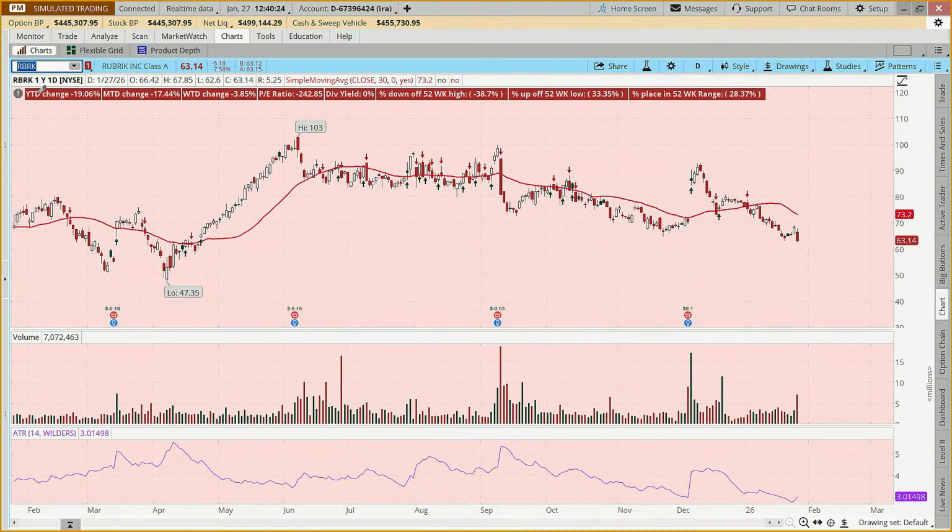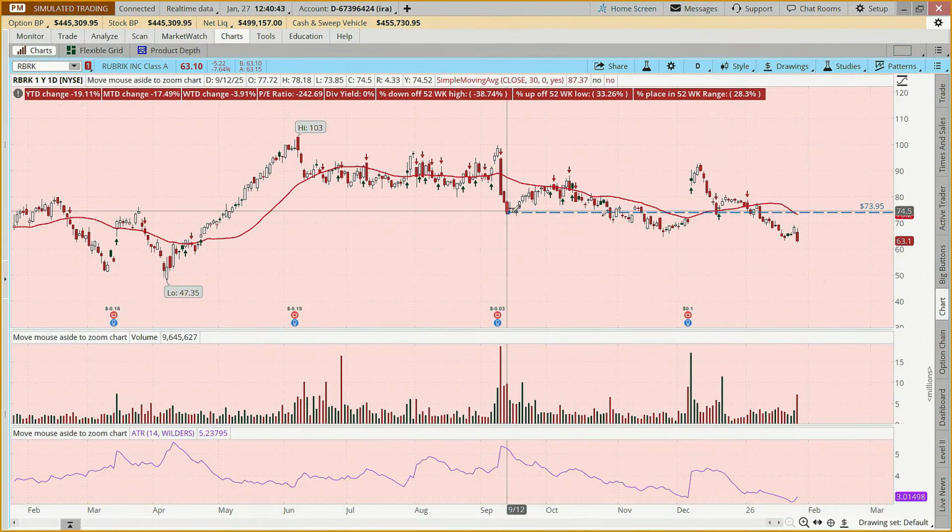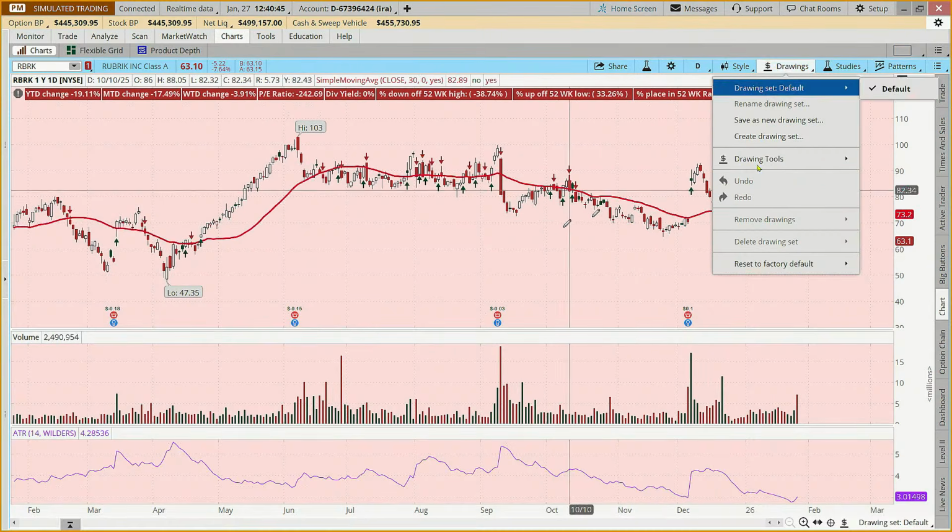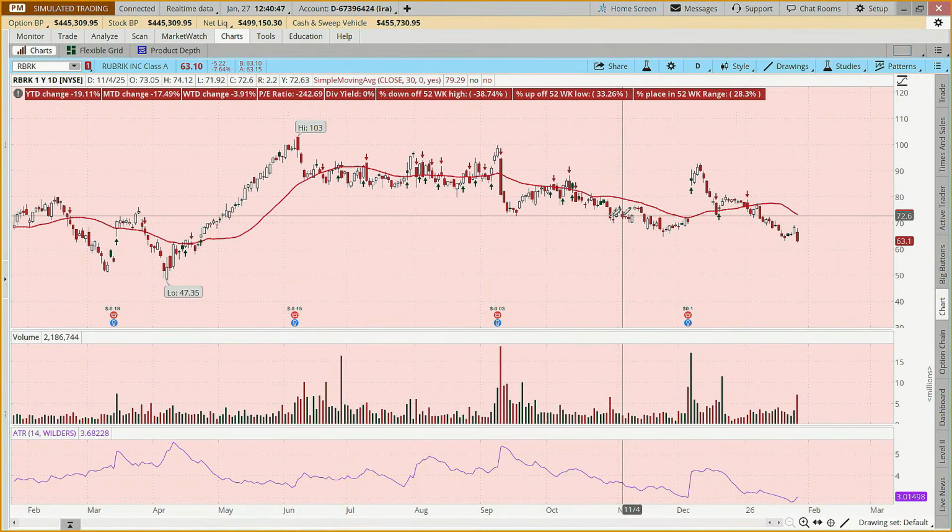So here is RBK. I look at this 30-day moving average and I see this is rolling down the hill. And then on the last earnings, it tried to break out and then it's continued to roll. So we've got a downtrend happening here. Let me just change this.